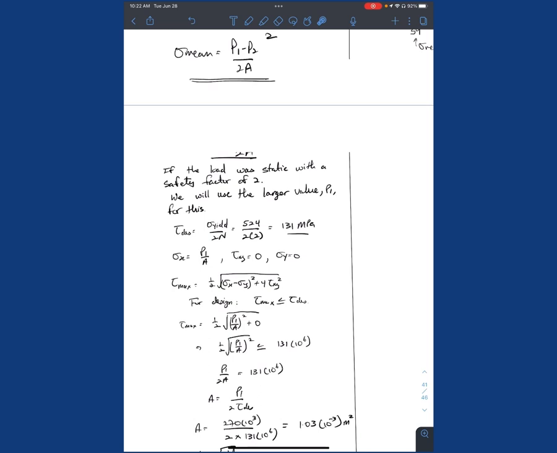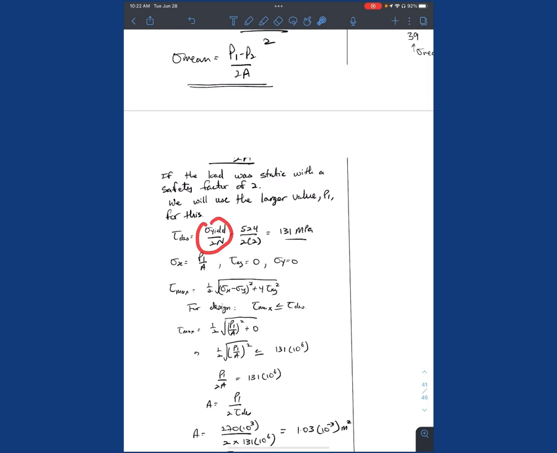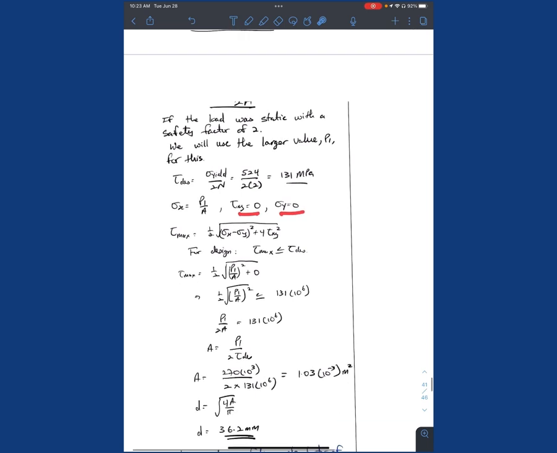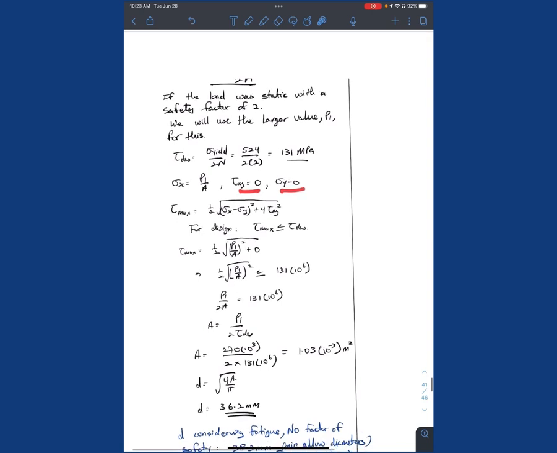Right, so we're using the Tresca or the maximum shear stress theory. It could be called our tau design, sigma yield on 2n. And our maximum shear stress is given by this formula. Our sigma x, as we say, is P on A. In this case, we're using P1 as the maximum value. There's no shear stress, there's no stress in the y direction. So for safety, tau max must be less than tau design.